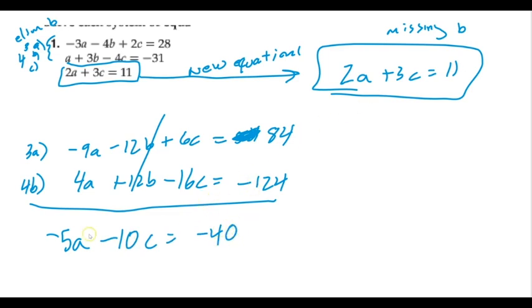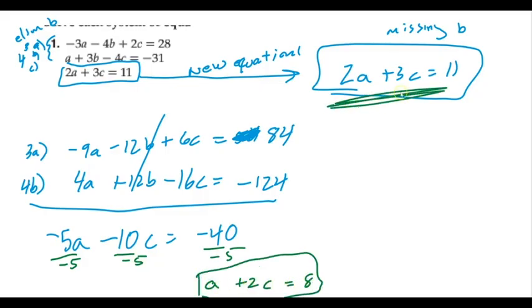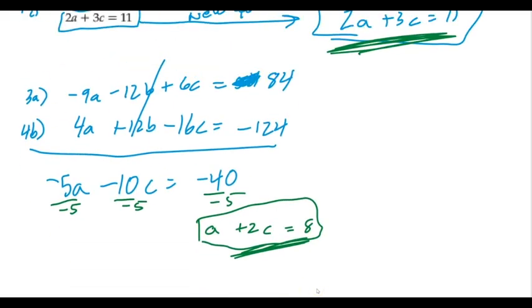Before I combine these, it's my new equation. If you notice, these are all divisible by negative 5. If you want to make your life a little easier, divide all this by negative 5. You're going to get a plus 2c equals 8. Here's one equation, and here's another equation. Let's solve those two like we know. 2a plus 3c equals 8, and a plus 2c equals 8.